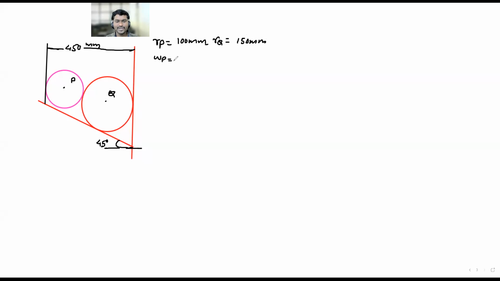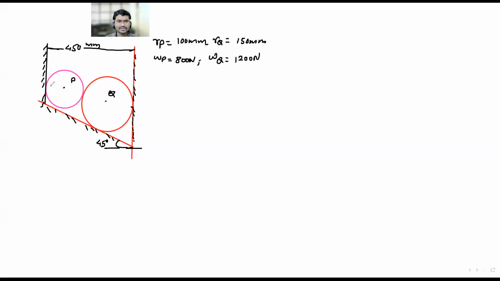The weight of sphere P is 800 Newton. From the book only I am giving you the example, and the weight of sphere Q is 1200 Newtons. It is asked to find the reactions at all the contact points. I will provide you the answers also. You have to tally those answers with whatever answers you get.